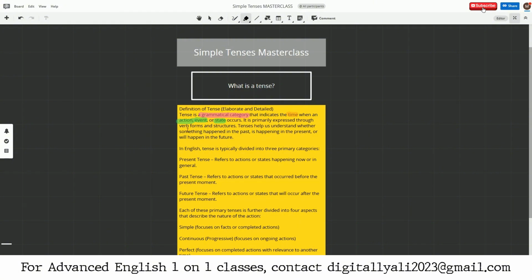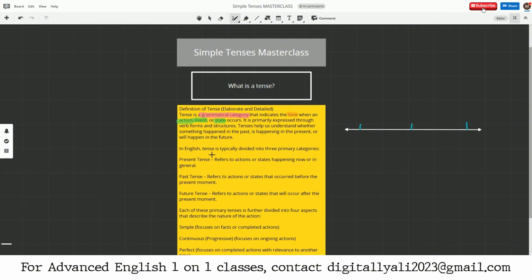So verbs, which are the action words, tell us about the time of happening of the action, event, or state. Tenses help us understand whether something happened in the past, is happening in the present, or will happen in the future. So there's a sense of past, present, and future. So if this is a timeline, you see this timeline. You stand in the present, you will stand in the future, and you stood here in the past.